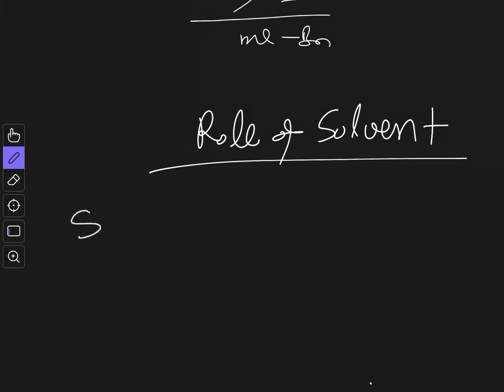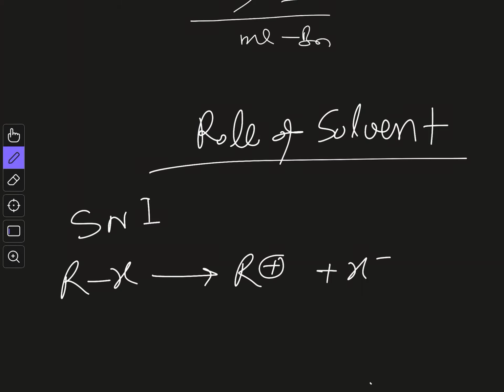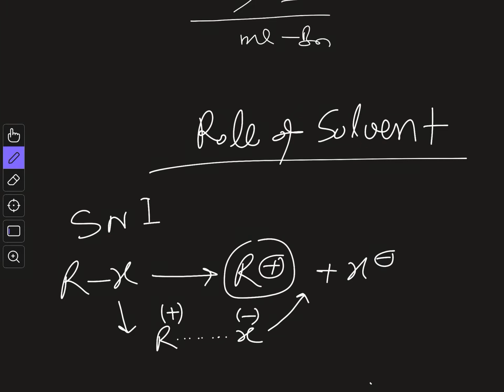Now the SN1 reaction, how does it go? I will just represent it in general terms as RX. First it will form the carbocation R plus and X minus, and if you look at the transition state of this reaction, it is like this. In the transition state R gains partial positive charge and X gains partial negative charge. Initially there is very little polarization, but at the transition state there is a high polarization, and the intermediate is fully polarized with a positive cation.